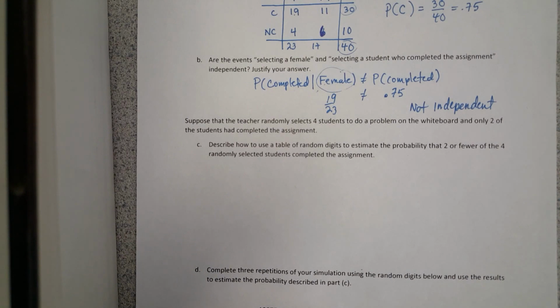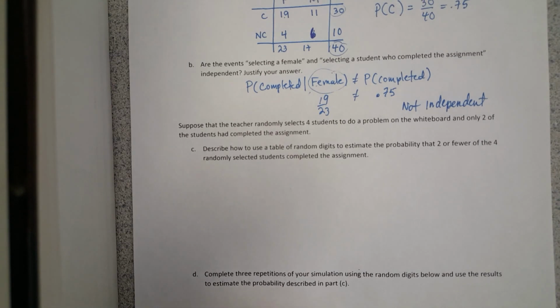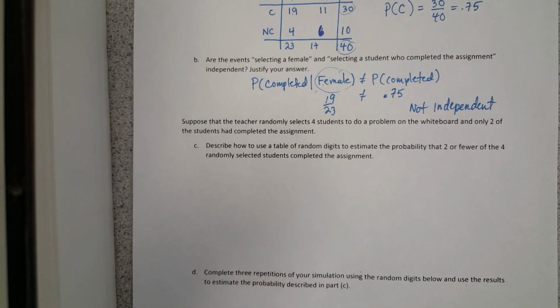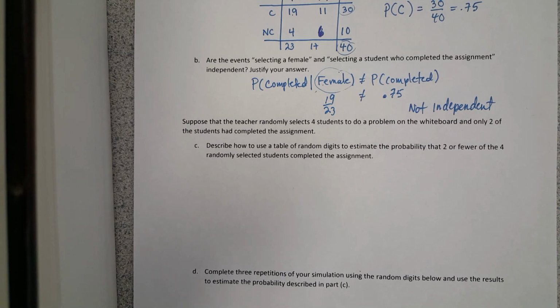It says, suppose that the teacher randomly selected 4 students to do a problem on the whiteboard and only 2 of the students had completed the assignment. Describe how to use a table of random digits to estimate the probability that 2 or fewer of the 4 randomly selected students completed the assignment.